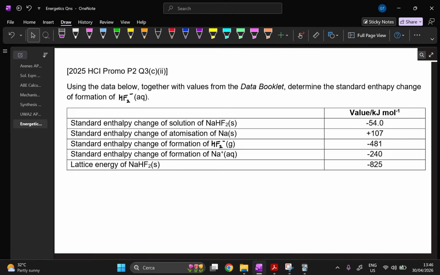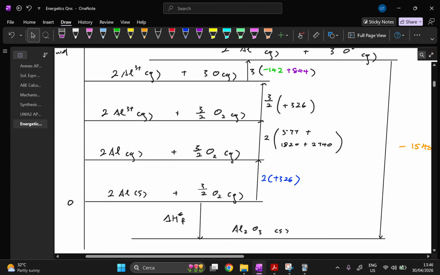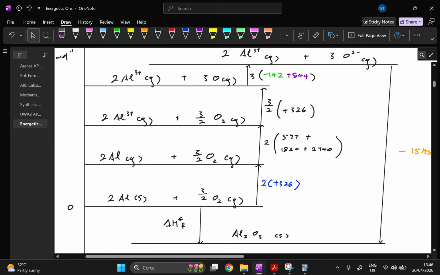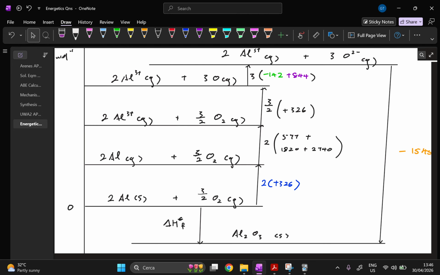Lesson learned. Okay. As you have probably been able to tell from Born-Haber cycles, if you do intend to construct a Born-Haber cycle for this question, and it's possible, you can go and try if you want. Anything that is positive will point upwards. Anything that is negative will point downwards.